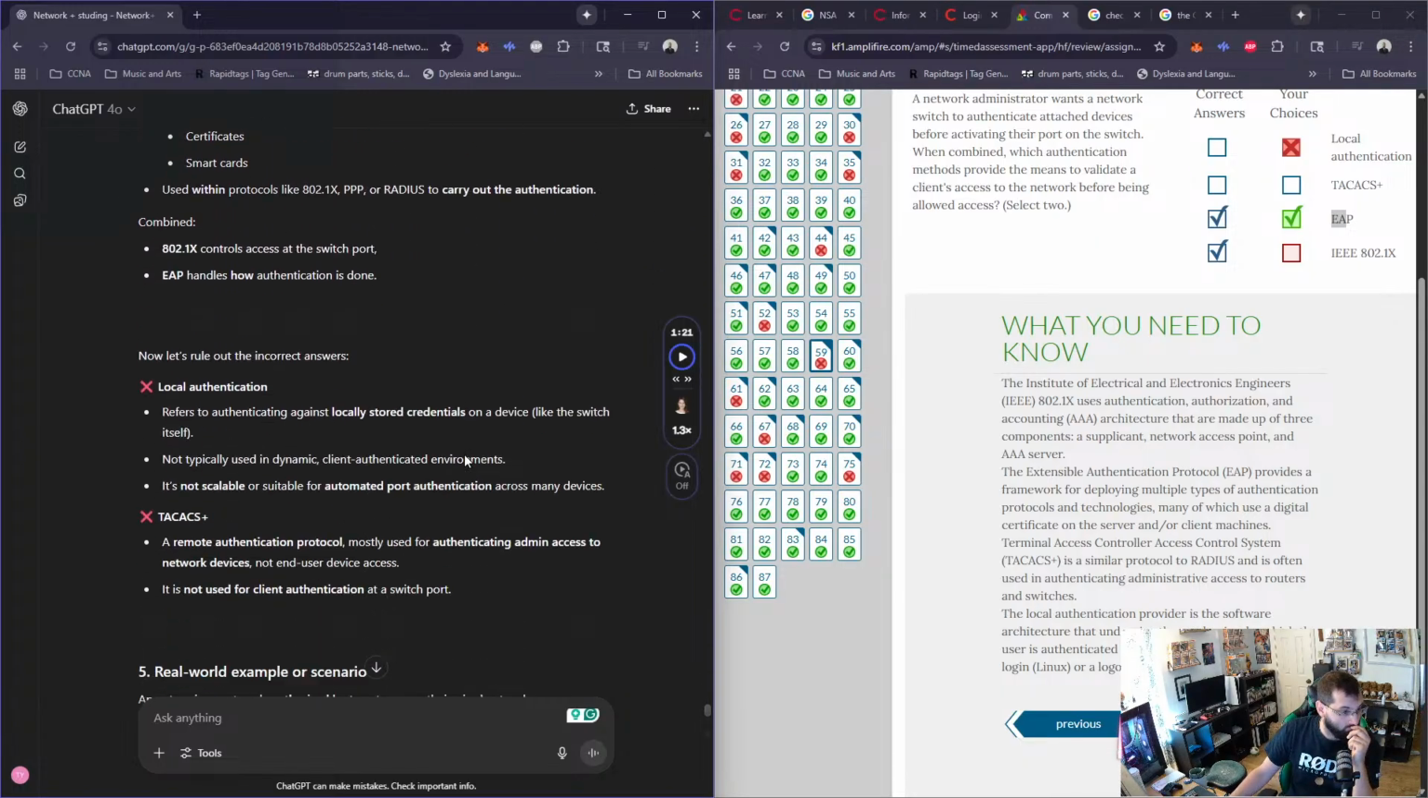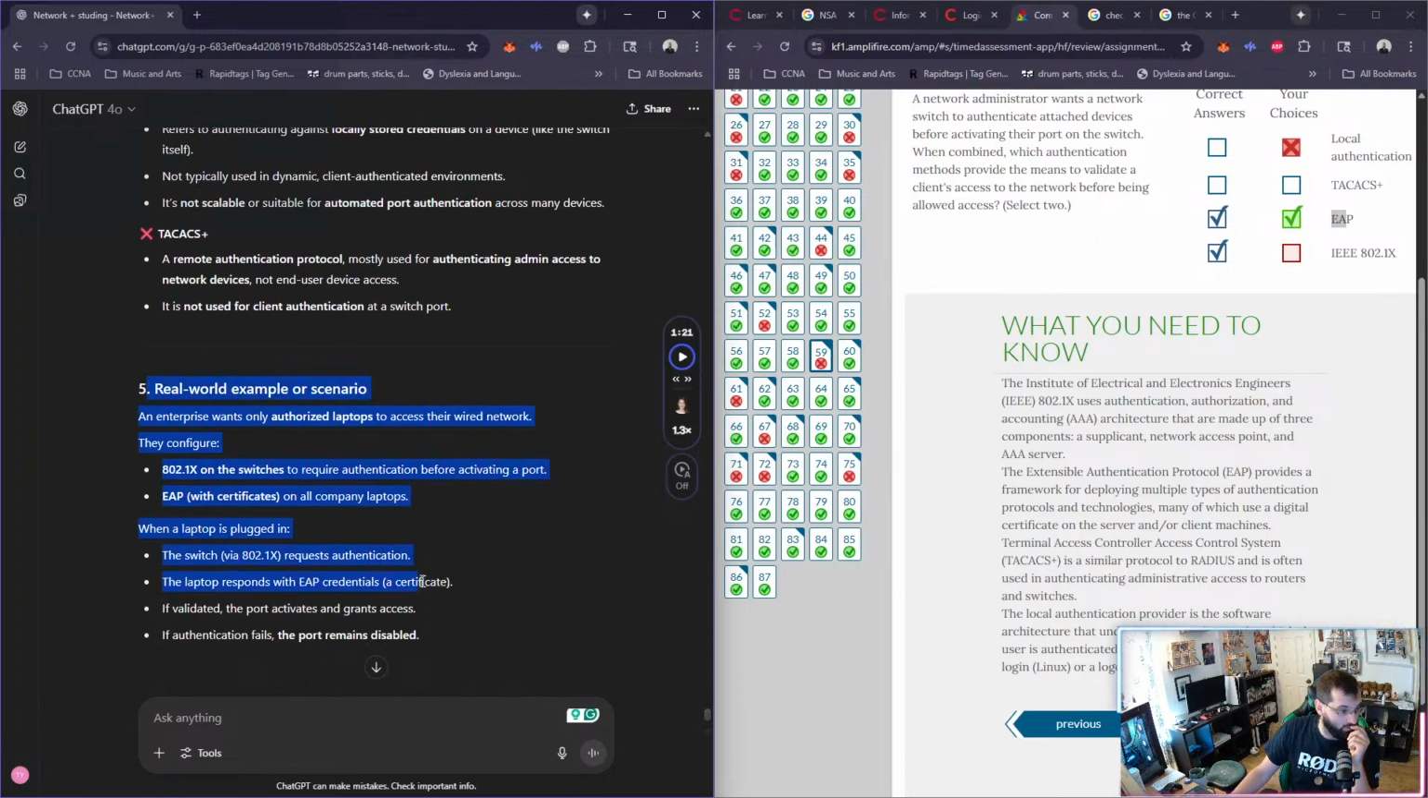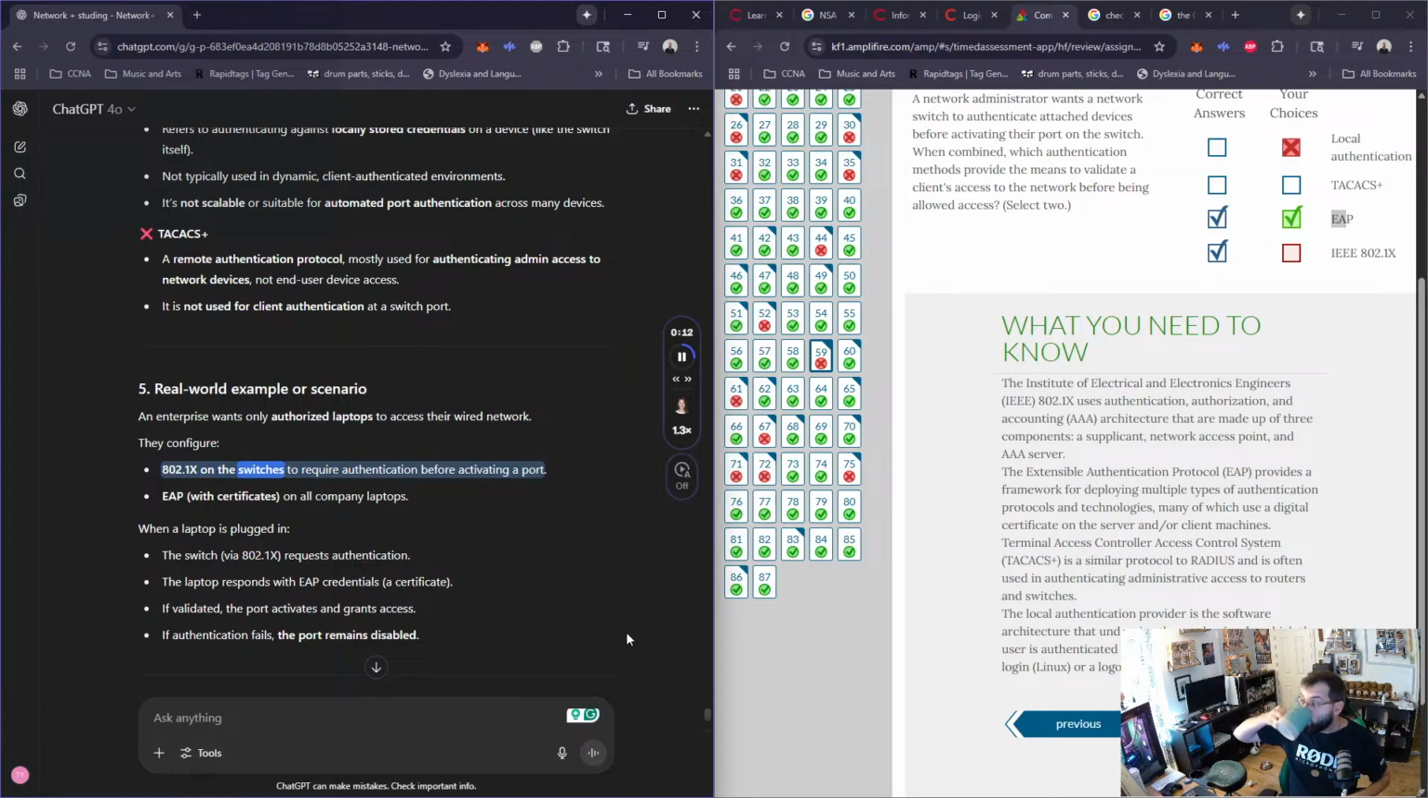Okay. Let's look at a real-world scenario here. An enterprise wants only authorized laptops to access their wired network. They configure 802.1x on the switches to require authentication before activating a port, and EAP with certificates on all company laptops. When a laptop is plugged in, the switch via 802.1x requests authentication. The laptop responds with EAP credentials, a certificate. If validated, the port activates and grants access. If authentication fails, the port remains disabled.